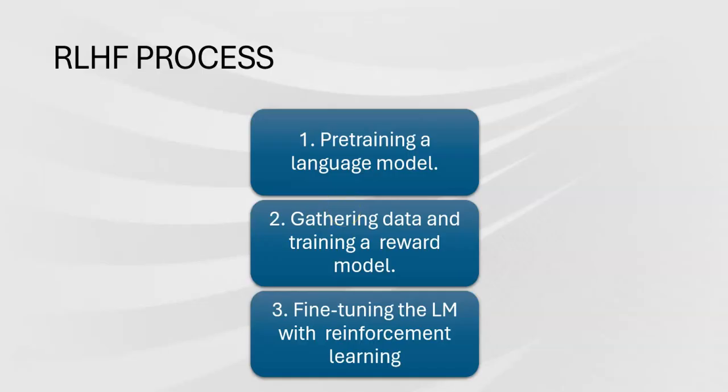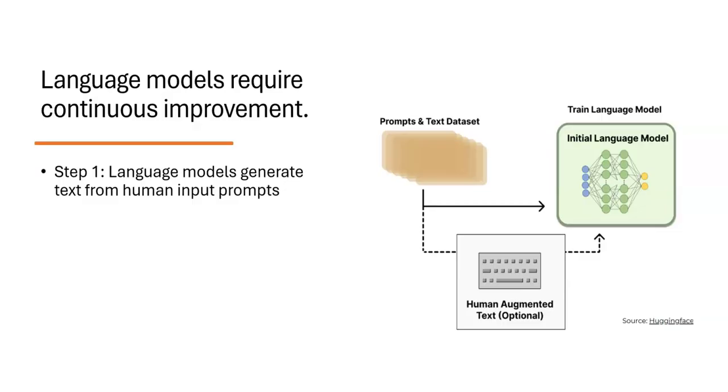If you remember from last week, we discussed that there are 3 steps in the RLHF process. The first step is pre-training a language model, the second is gathering the data and training a reward model, and the third step is fine-tuning the language model with reinforcement learning. So firstly, we are pre-training the language model.